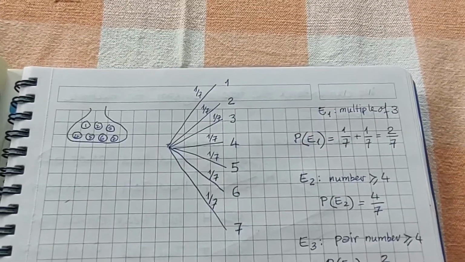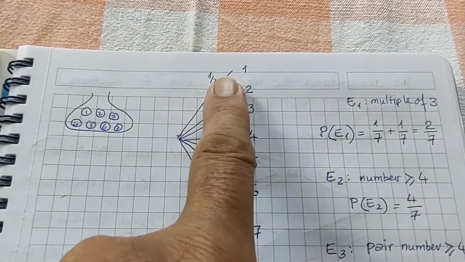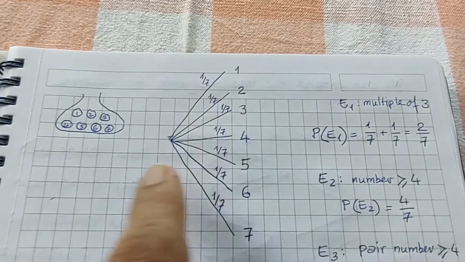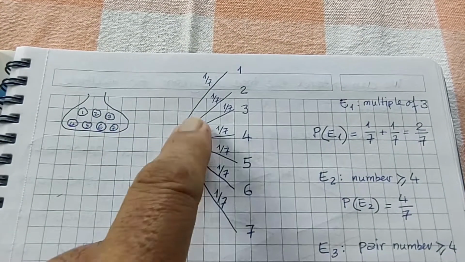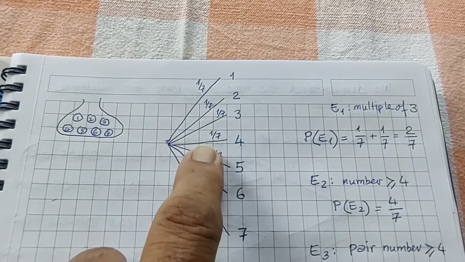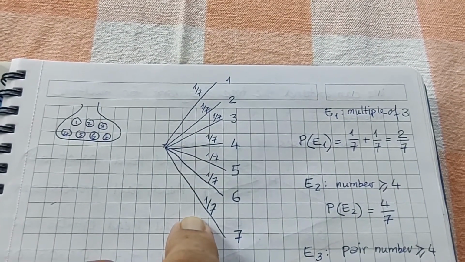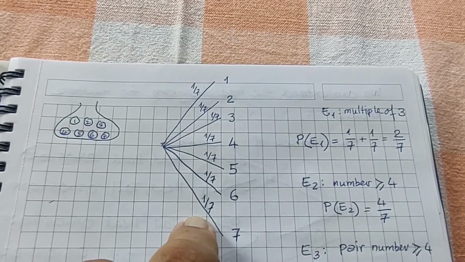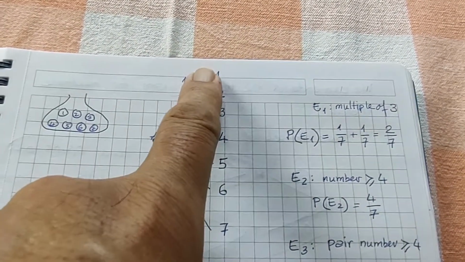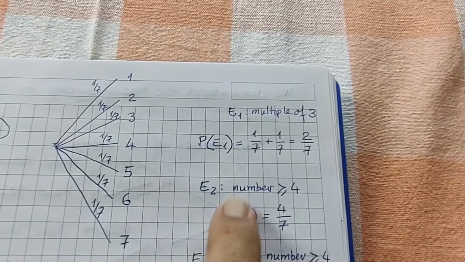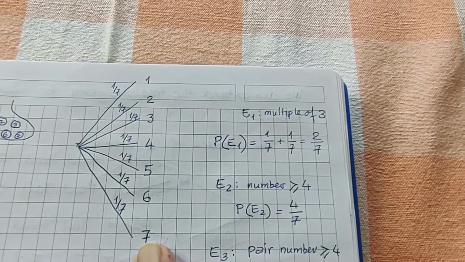So if we draw the probability tree, you will get 1, 2, 3, 4, 5, 6, 7. These are the outcomes. These are the numbers on the token. And each one of them, the probability is 1/7. If you add all of these, of course, you will get 1. 1/7 into 7 will give you 7/7, which is 1. And now we can convert these outcomes into events.